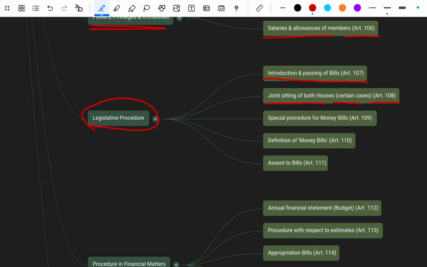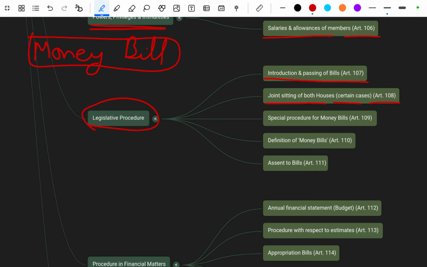Now it's your duty to tell me in the comment section: for a money bill, can there be any joint sitting? Can a joint sitting be held for a money bill? You have to mention it in the comment section. You don't have to google it, you have to give your raw answer, what knowledge you have, because you have very little time for your upcoming examination. If you are not able to recall this, then you have to prepare very thoroughly for your upcoming examination.